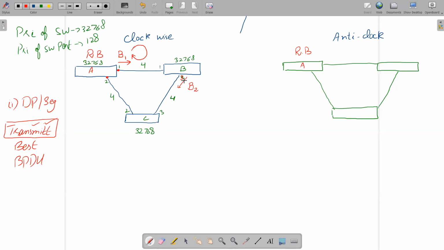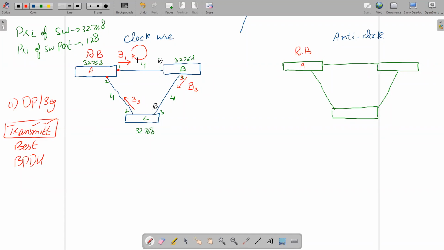And then switch C will receive that BPDU on port number 3, but we are not interested in the receiving side. These are the receiving sides. I'm only interested in the transmission side. So obviously the BPDU packet received by switch C on port number 3 will again be transmitted from port number 2 of the same switch. So I'm giving it the name B3.